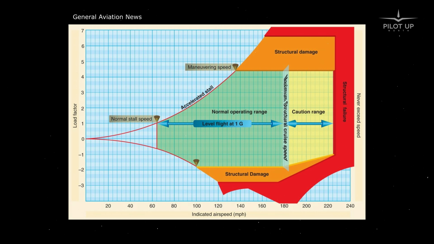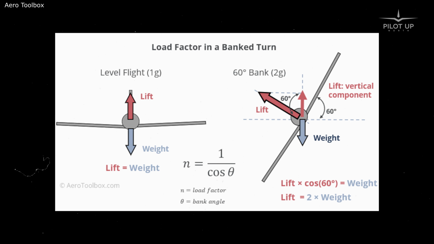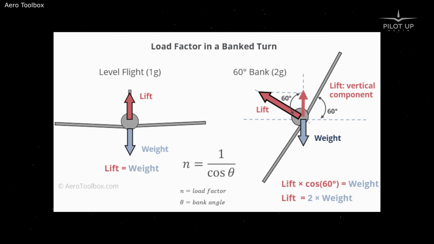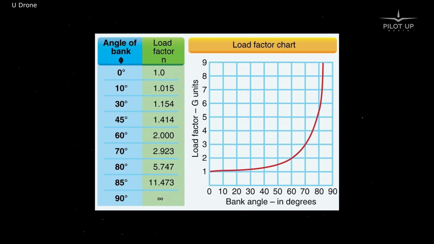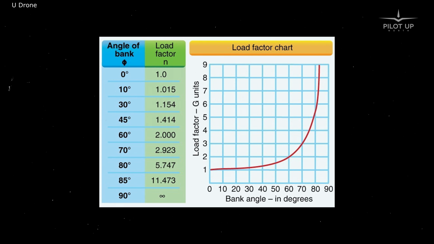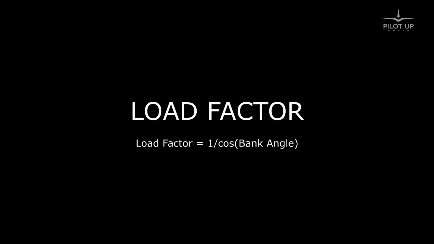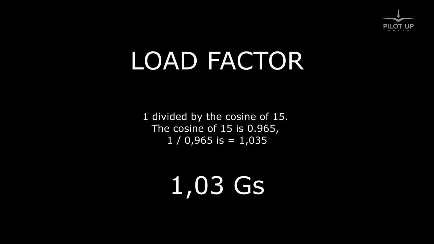The load factor in a turn is directly proportional to the bank angle. The load factor is defined as the g-force applied on an object relative to gravity. Therefore, it has everything interconnected to the forces mentioned previously. For each bank angle we use, the load factor can be calculated using the following formula. Load factor is equal to 1 divided by the cosine of the bank angle. I know it sounds complicated, but it's not. For example, in a 15 degrees bank, the calculation is as follows.